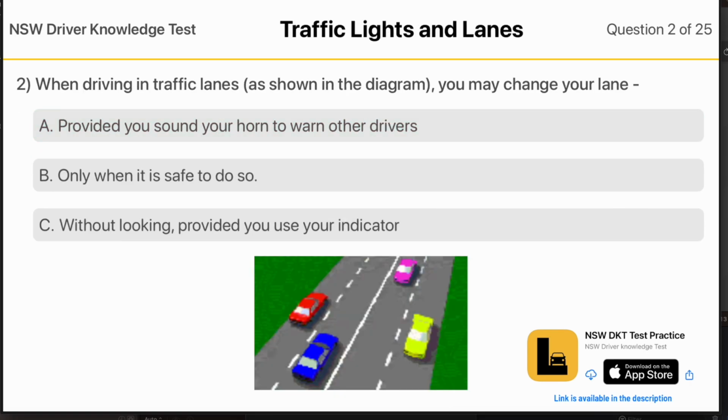When driving in traffic lanes, as shown in the diagram, you may change your lane, provided you sound your horn to warn other drivers, only when it is safe to do so, without looking, provided you use your indicator.